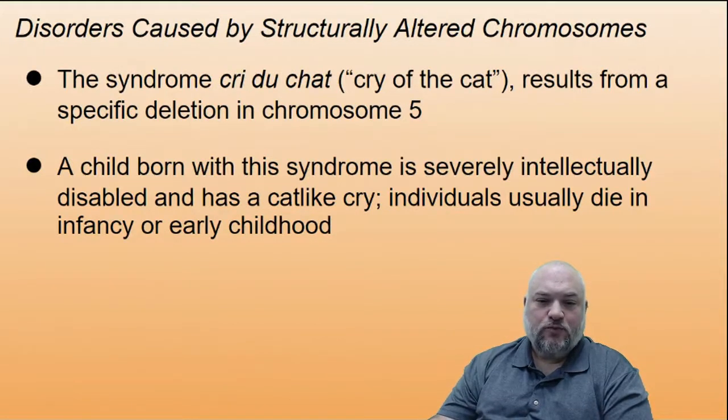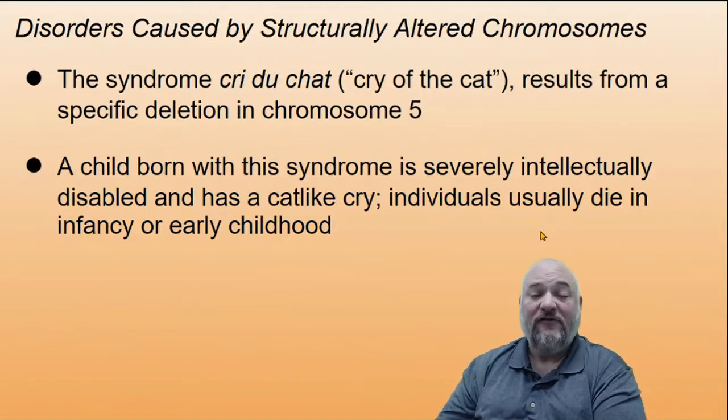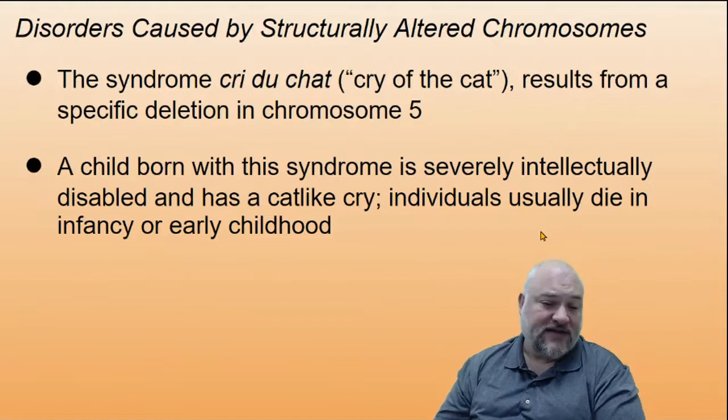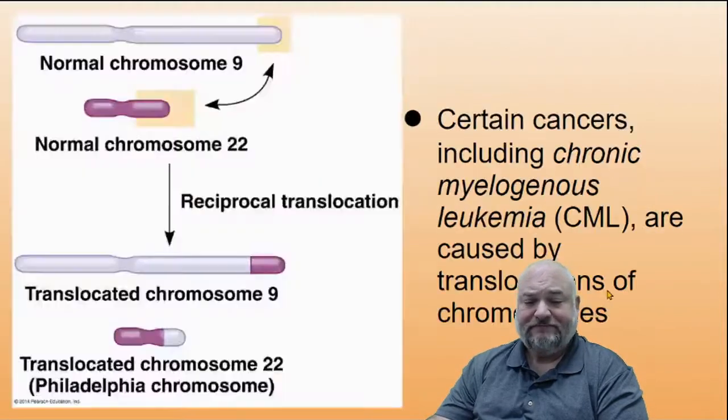The syndrome cri du chat, cry of the cat, I can't pronounce it, results from a specific deletion on chromosome 5. If a child is born with that syndrome, they're severely intellectually disabled and have a cat-like cry, and they usually die in infancy or early childhood. Certain cancers, like CML, are caused by translocations, where we're moving a piece from one chromosome to another.